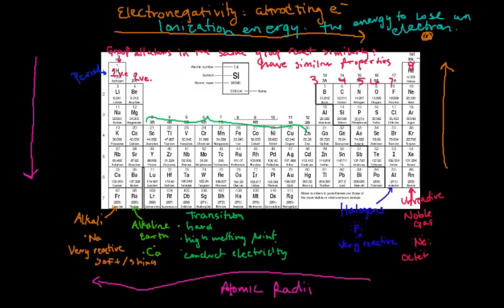Remember that this group right here, the noble gases, they do not really follow this electronegativity trend because they don't really react with anything. So they're not going to be attracting electrons from anything because they don't want to react.